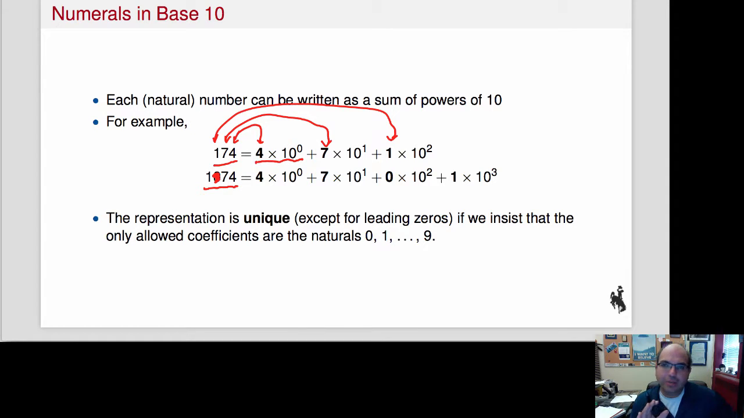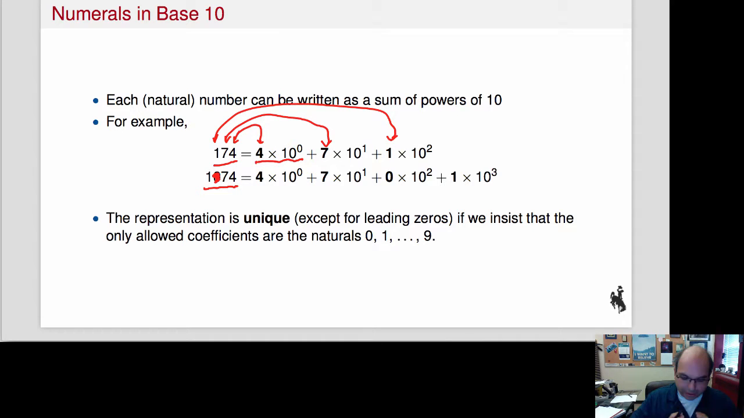Now an important property of this representation is that it's unique, except for leading zeros, right? So I can put a leading 0, 2 leading zeros, 5 leading zeros, and that doesn't change the number. But if I ignore the leading zeros, then what I'm left with is a unique representation, a unique sequence of numerals for a particular number. So there's no other way to write 174, again assuming that we don't count leading zeros.